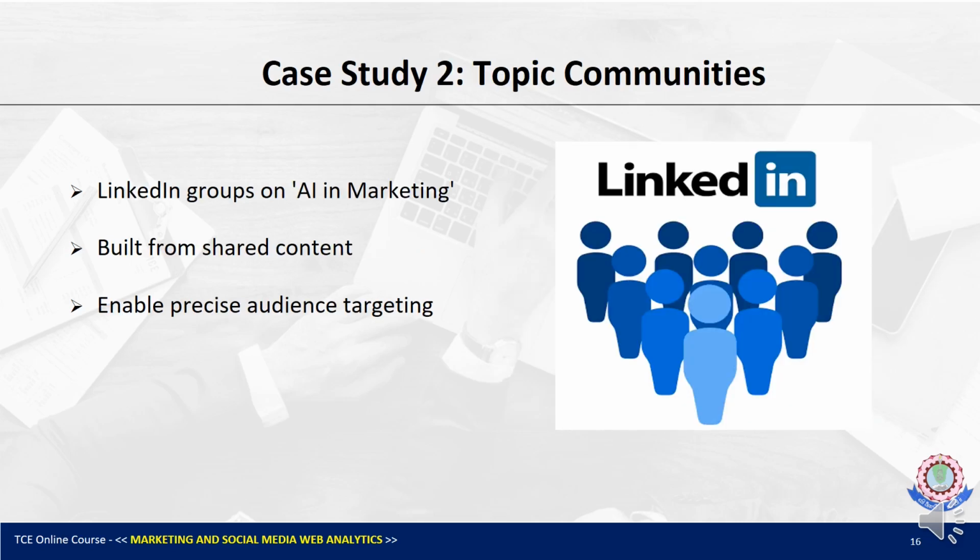In case study 2, let's take the example of LinkedIn. In LinkedIn, groups like AI in Marketing show professional communities formed through shared topics. Analyzing posts and tags reveals clusters of marketers, data scientists, and educators. Brands can target content precisely for each cluster, increasing engagement and conversion.